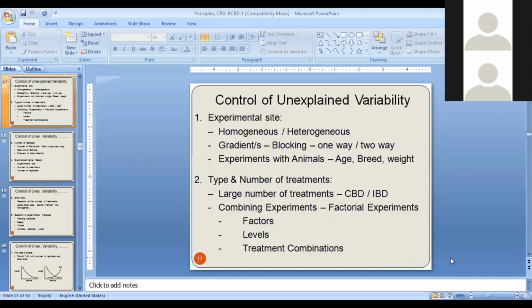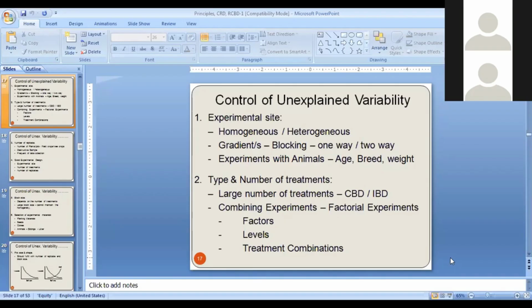Similarly, let's say you are applying treatment to varieties. Variety already means it is heterogeneous. Within a variety it is homogeneous, between varieties it is heterogeneous. Can you tell me why we can call it heterogeneous between the varieties? Anyone? Because they are showing some different characters. That's why we call it a variety, isn't it?